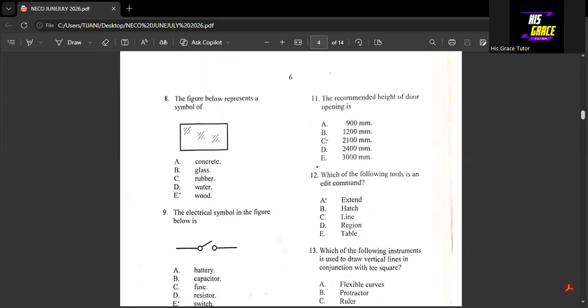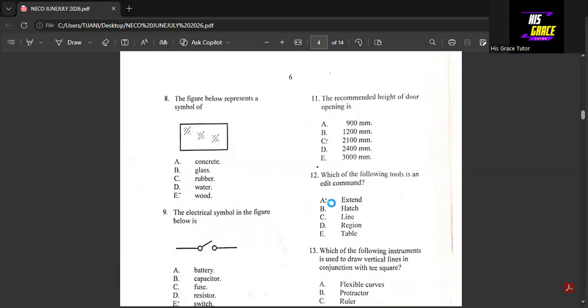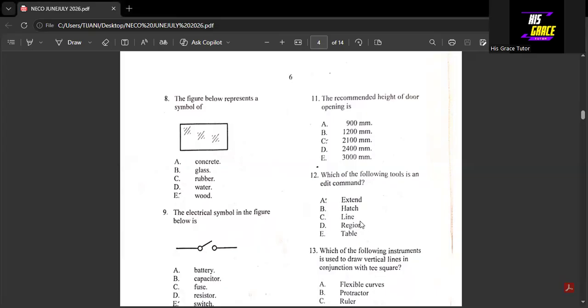Then move on to question 11, which says that the recommended height of the door opening is 2,100. So option C is the answer to question 11. Then question 12 says which of the following tools is an edit command? So this is from AutoCAD. So the answer to this question is option A is the answer to this question 12.